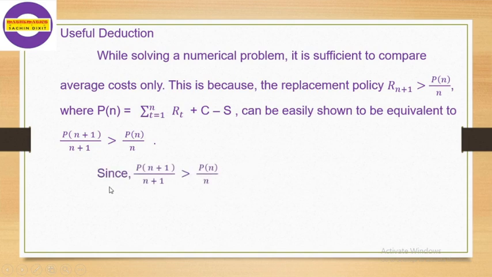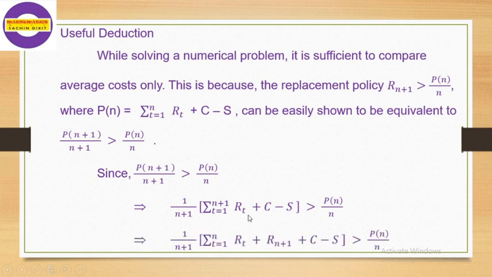How? We start with the part. Since P of n plus 1 divided by n plus 1 is greater than Pn upon n. Now substitute the value of P of n plus 1. That is 1 upon n plus 1 into summation t varies from 1 to n plus 1 Rt plus c minus s. Then one term will be in excess. We have to split that term. Therefore, we get summation t varies from 1 to n Rt plus R of n plus 1 plus c minus s is greater than Pn upon n.